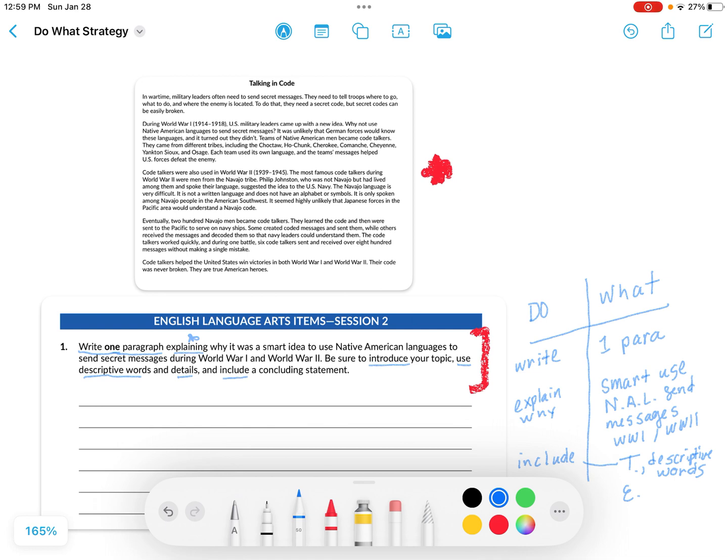Okay, so this is just one example of how students might use the Do What strategy. You could use it for instructions before you go do a task. Students could create their own Do What charts. It's just to help them with that executive functioning skill, attending to a task.